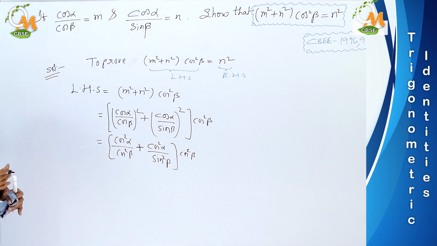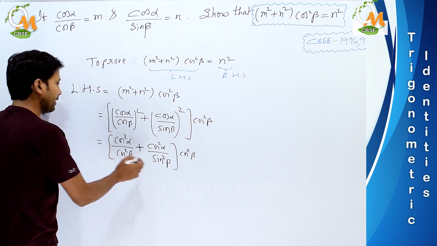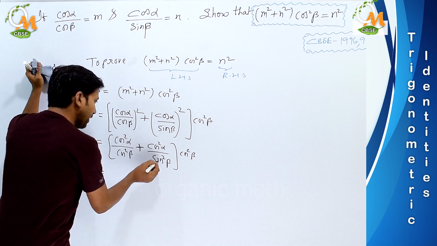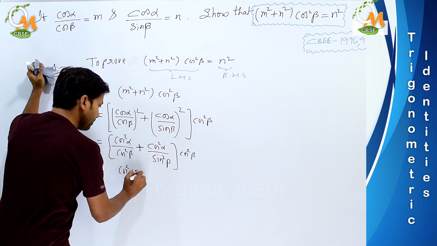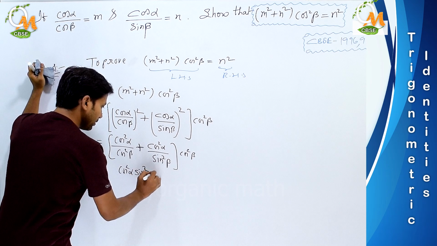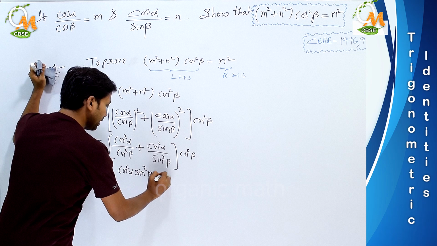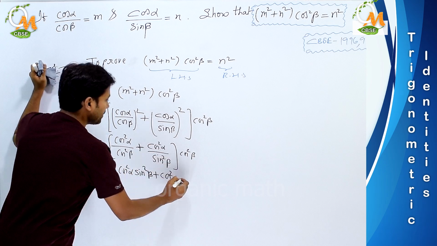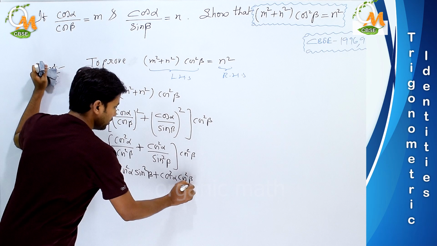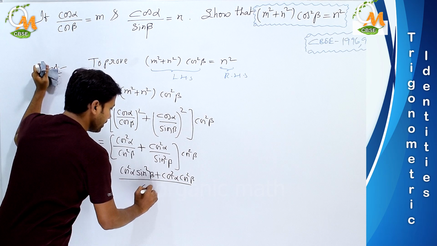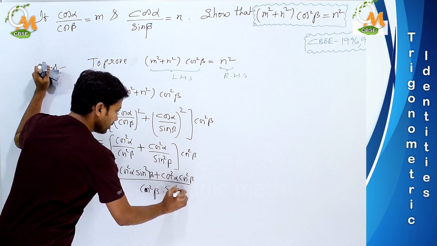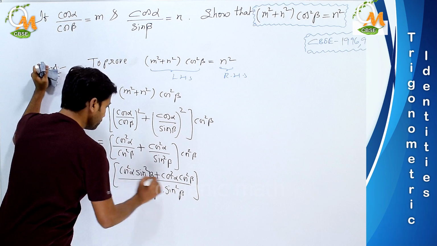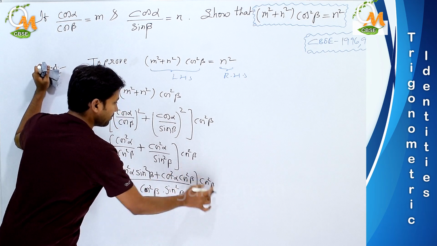Now for simplifying it further, let us take LCM for them. Cos square alpha into sin square beta, we need to do cross multiplication here now, so cos square alpha into sin square beta plus cos square alpha into cos square beta upon cos square beta into sin square beta, this whole into cos square beta, which is given one.